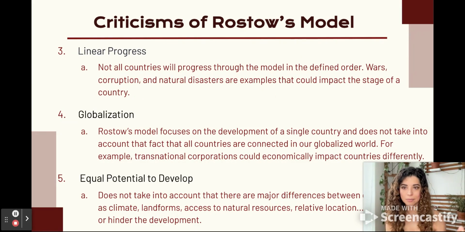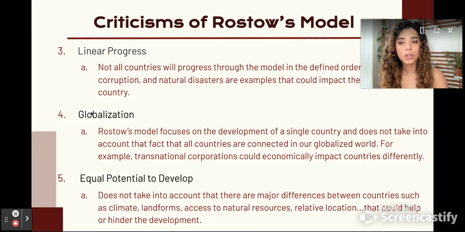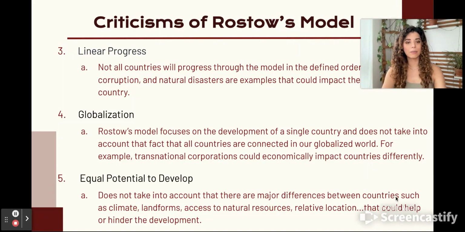Some more criticisms: linear progress. It goes through a line in a defined order, but some things could impact that, right? Wars, corruption, natural disasters, that can also affect a country's development, right? To put it at a standstill or even regress. It doesn't take that into account. Also, globalization. So this focuses on development from a single country, despite the fact that we're all connected, right? We live in a globalized world. So transnational corporations can impact countries differently.